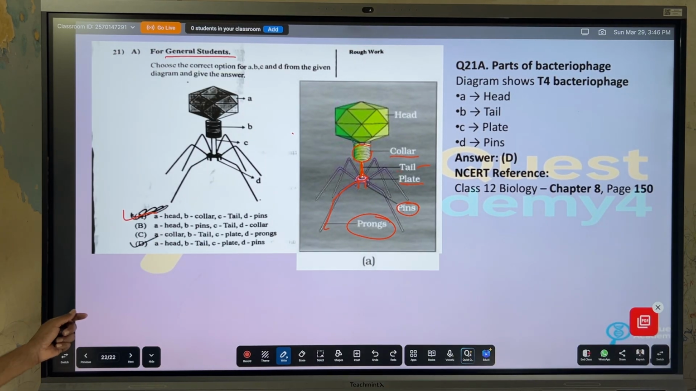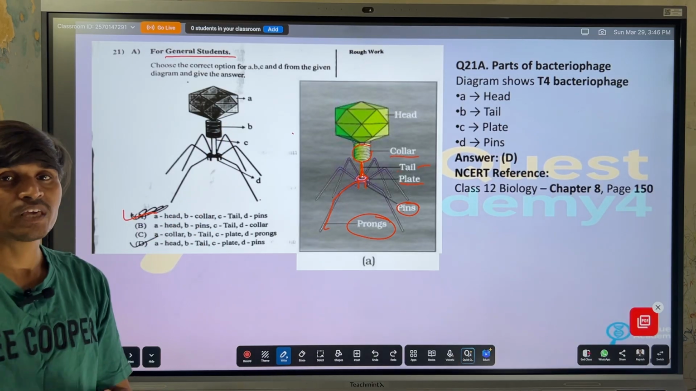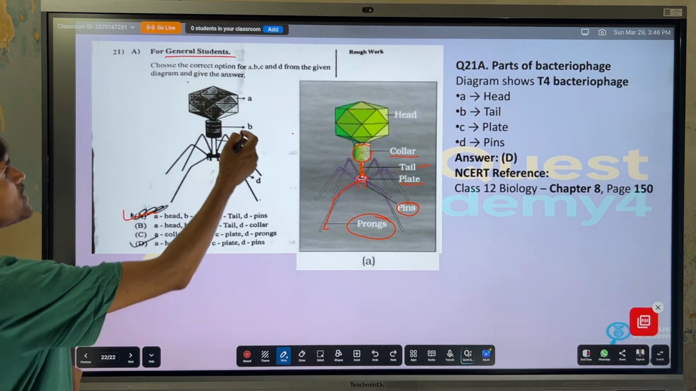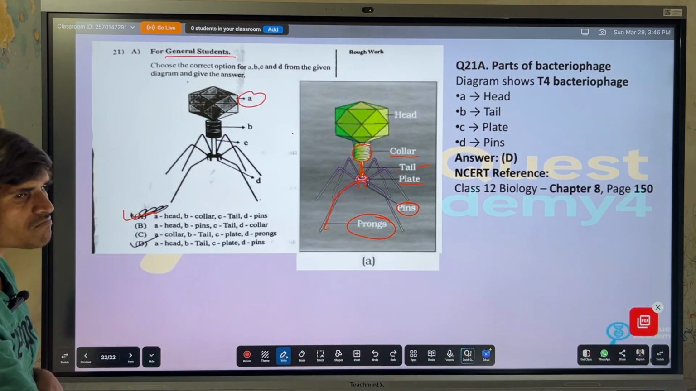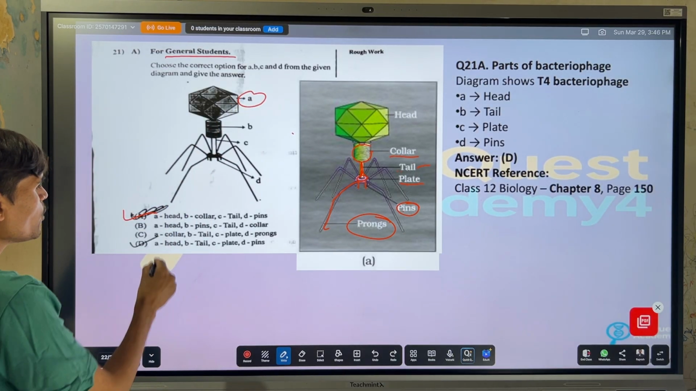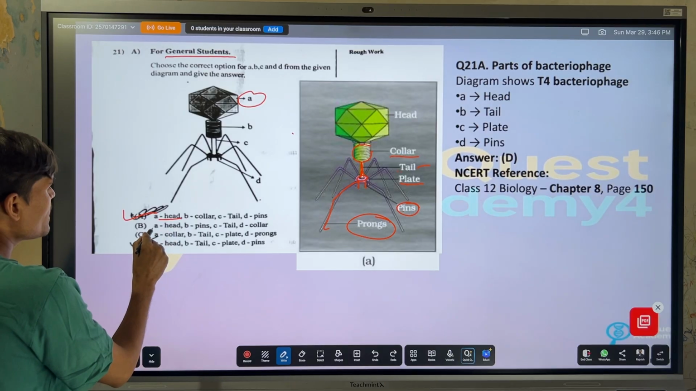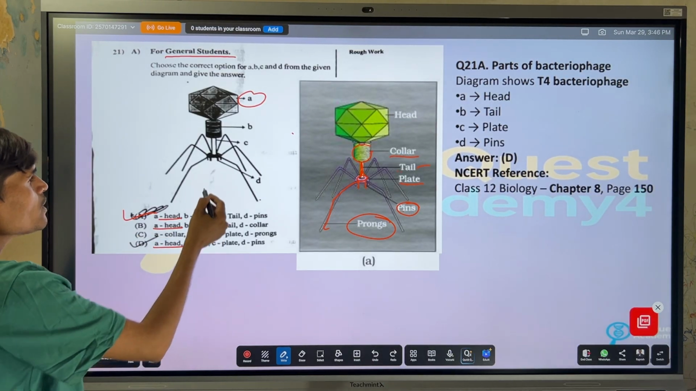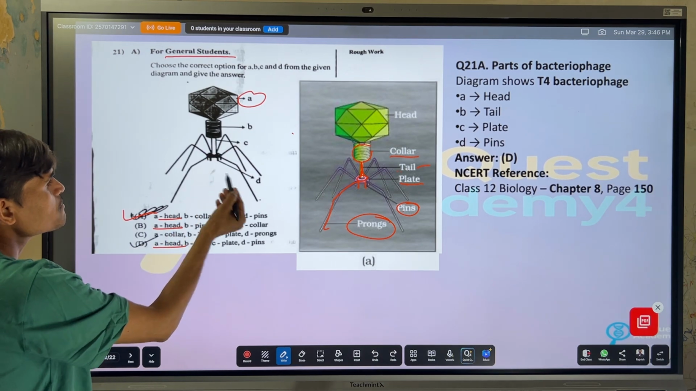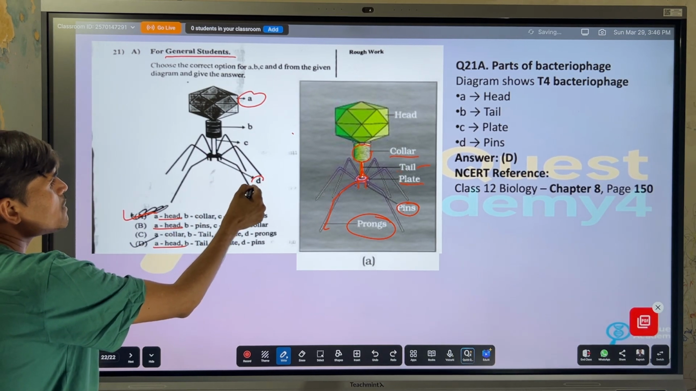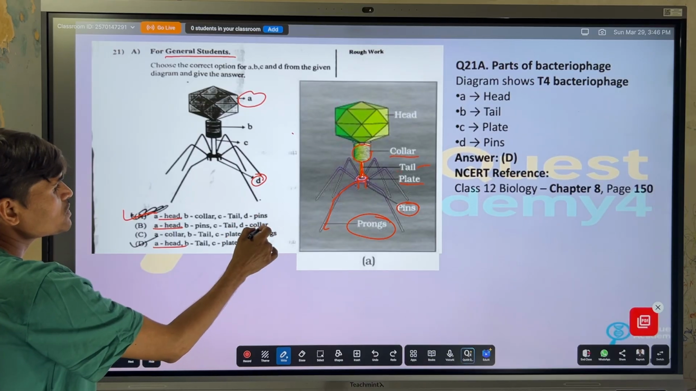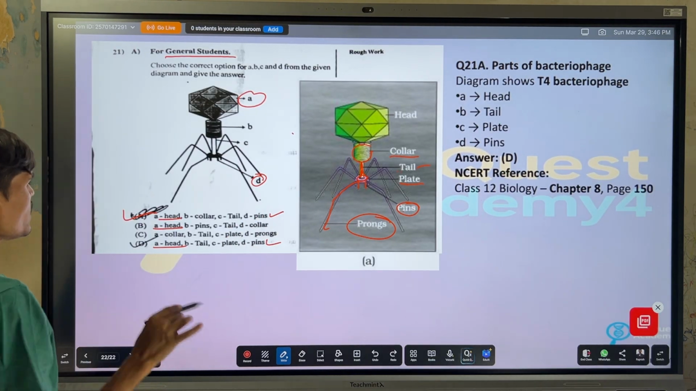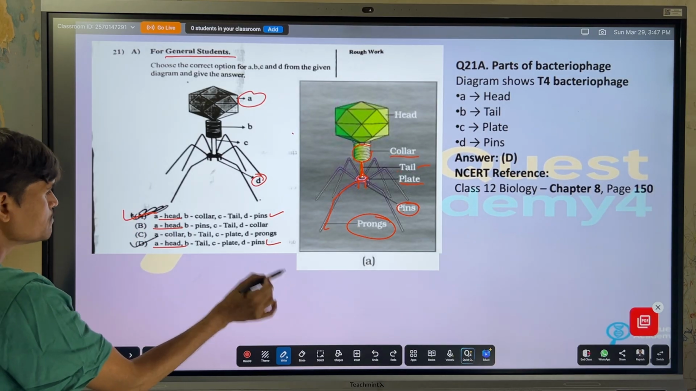But what I am saying is, what if you know only a few things? What if you know only a few very clear things, like A is head, clear cut. You can find head in three places. If you know any one of these, let's take the pin. Where do you see the pins? We can find pins at two places only, at A and at D.